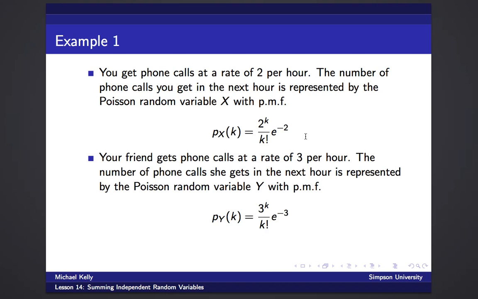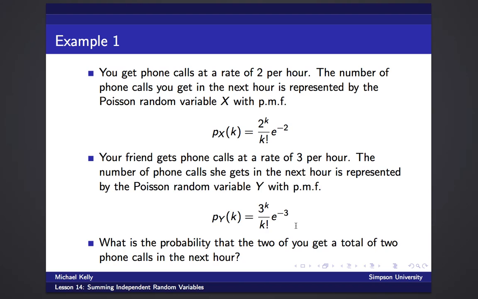Let's say you have a friend and she gets phone calls at a rate of 3 per hour. Then the number of phone calls she gets in the next hour is Poisson with parameter lambda equals 3. So her random variable is going to have PMF 3 to the k over k factorial e to the minus 3. The question is, what's the probability that between the two of you, you get a total of 2 phone calls in the next hour?